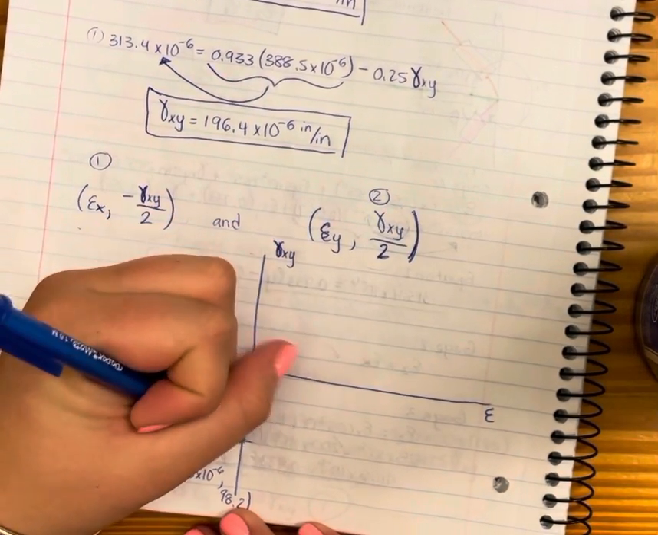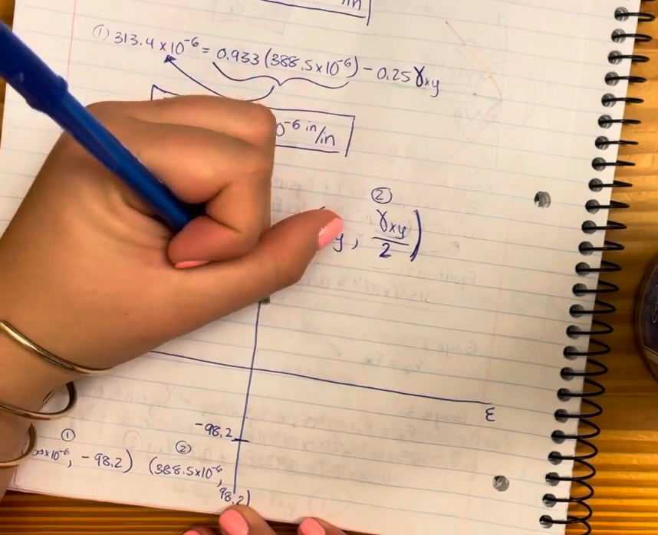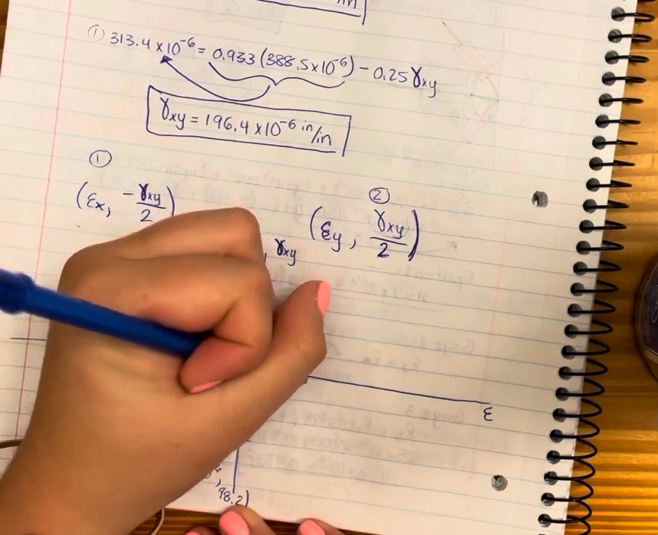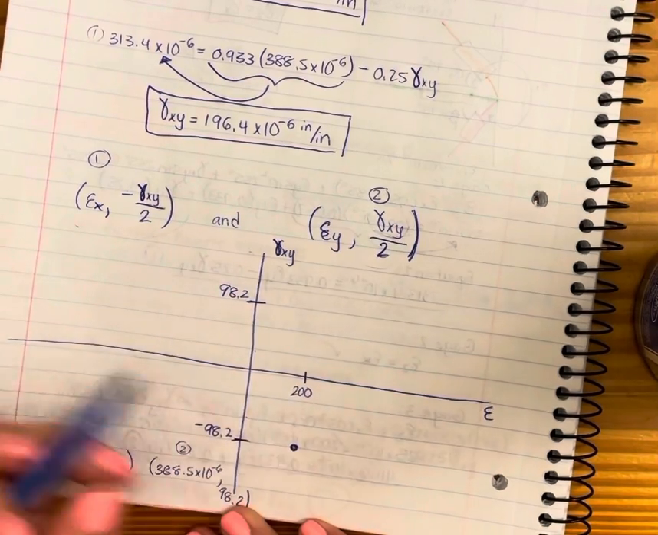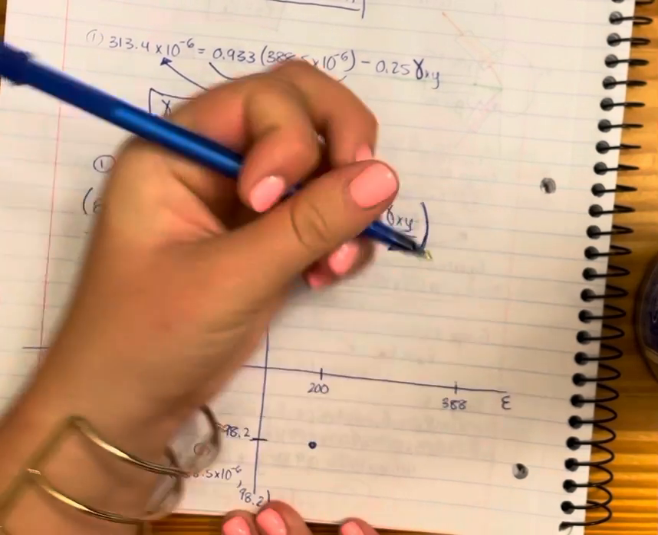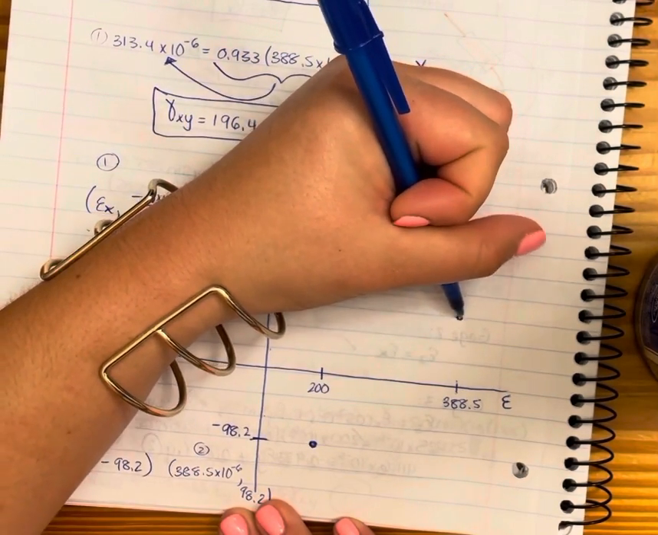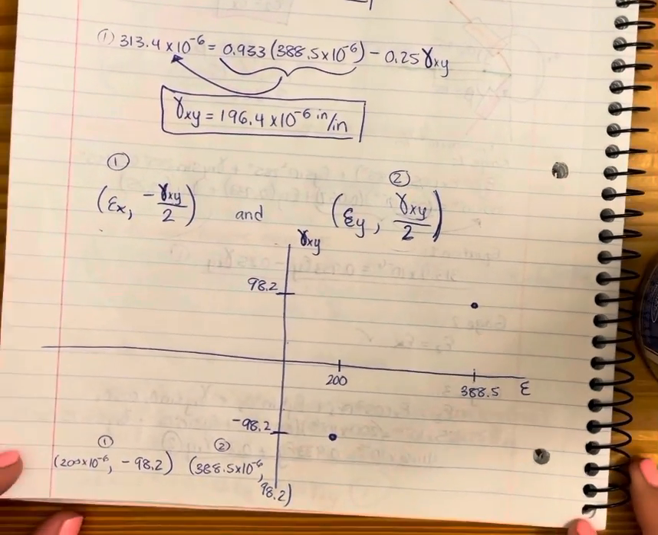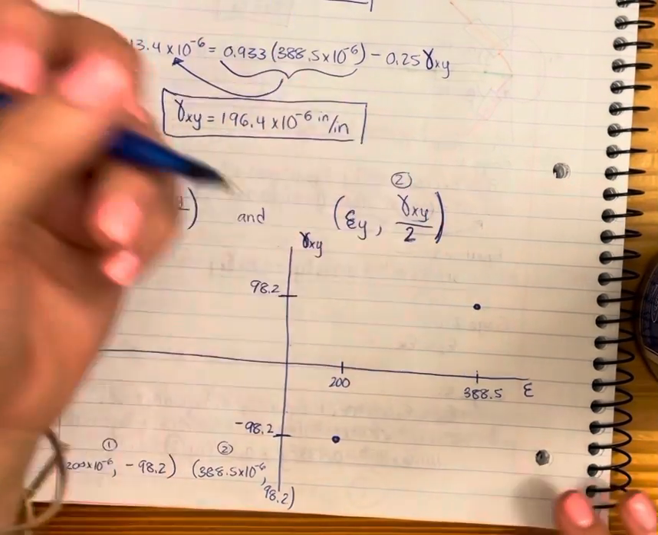So 1, 2, 3. This is a negative 98.2. 1, 2, 3. Positive 98.2. Then for point 1, 200. It's negative, so this is point 1. Then 388.5, positive 98.2, and this is point 2. Once you have the points drawn, then we want to connect a line between them.